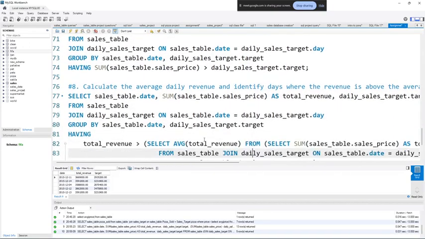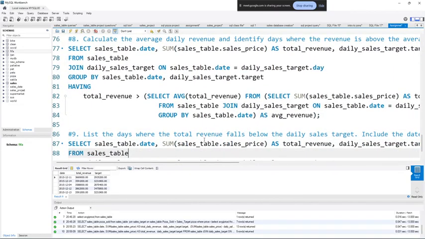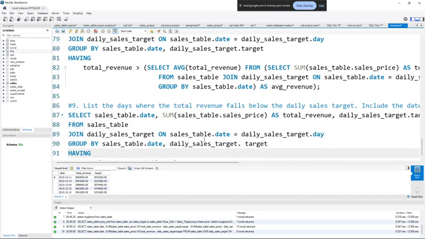Question 8. Yes. Okay, we'll come back to question 8. I'm coming. Let me do question 9, then we'll come back to question 8, then question 5.